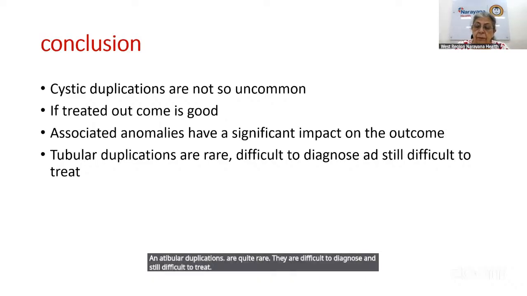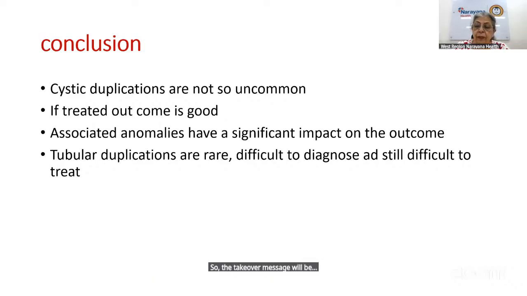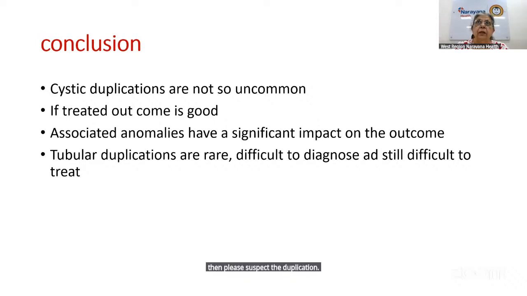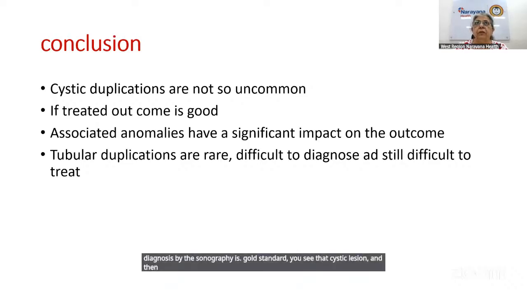So the takeaway message will be, if any child comes with a mass lesion in the abdomen, then please suspect the duplication and other cysts also. And a diagnosis by sonography is the gold standard. You see that cystic lesion, and then if you further want to differentiate, we can do the CT or the MRI.